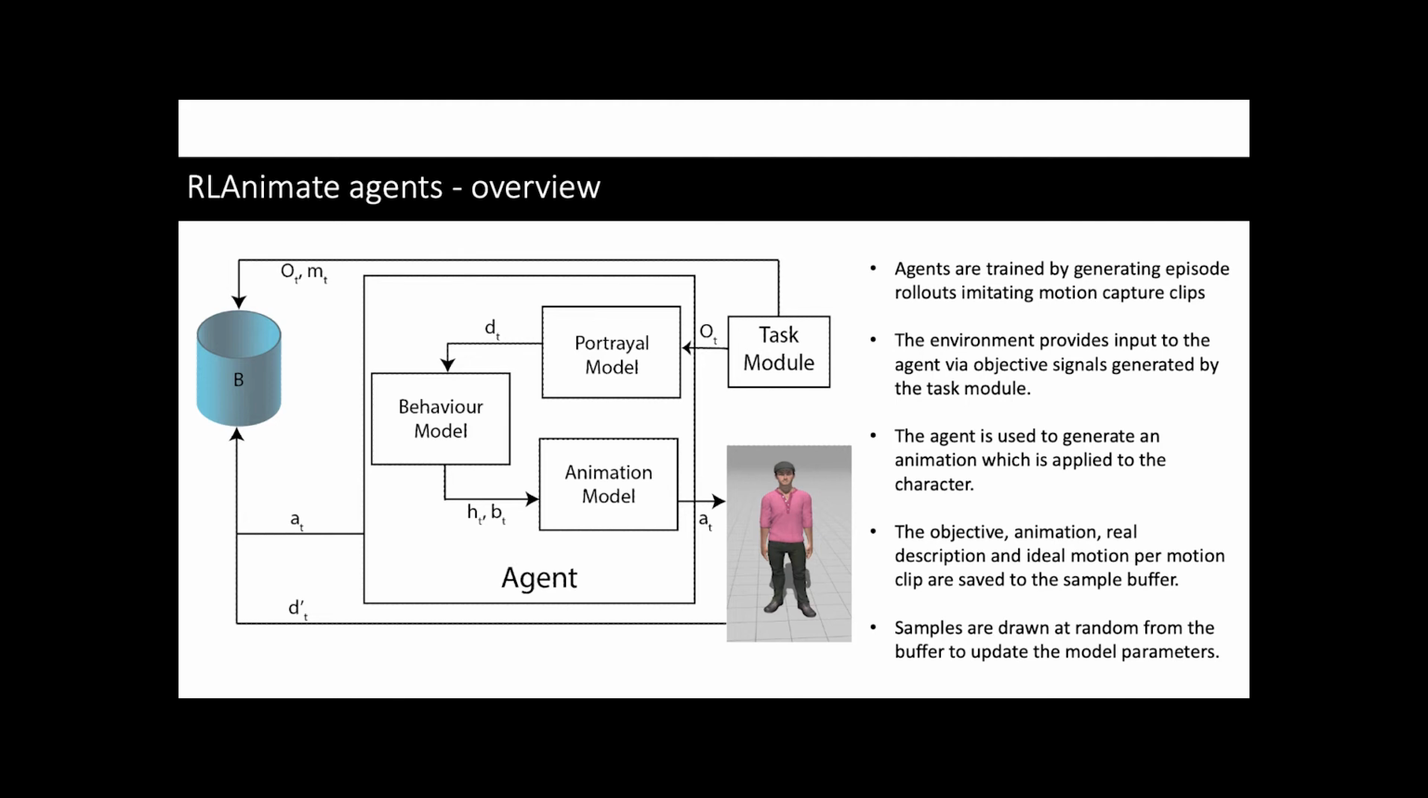To train agents, we generate episode rollouts where the agent is imitating emotion from the clip set that's provided. The environment provides an input to the agent via an objective signal, and the agent applies the models and dynamics it learns to generate an animation signal, which is applied to the character model in the environment, and the environment generates a real description signal after the animation is applied. The animation, the real description signal, the objective signal, and the ideal animation per the motion clip are added to the sample buffer.